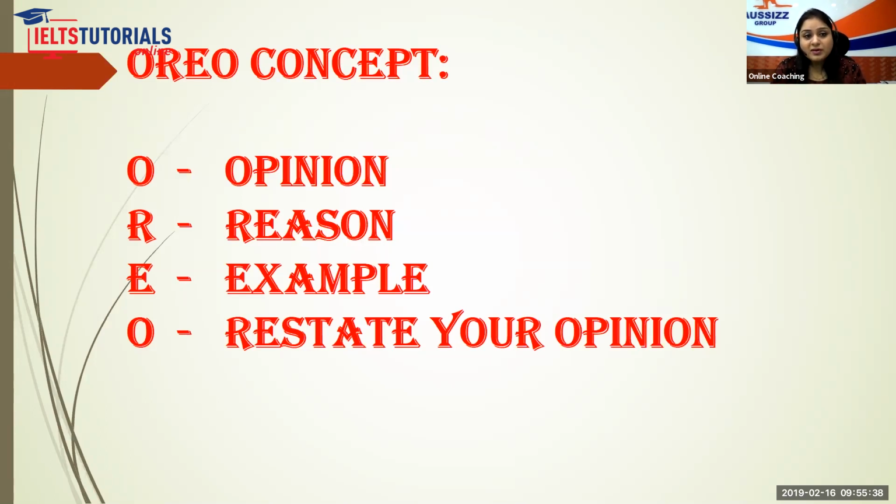The first O is called opinion, where if the examiner demands your opinion, you need to give your opinion with a proper uttering of the words. Like, for example, the same I told you: I believe, I think, according to me, as per my perspective, etc. You can add a word or a line, but opinion is very important. Then, whatever opinion you are giving, you need to explain it with a reason why you are giving that opinion.